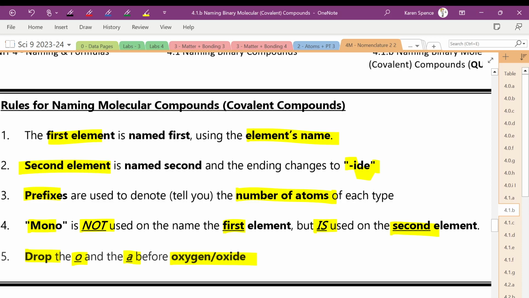The first one doesn't change the ending. No, no.